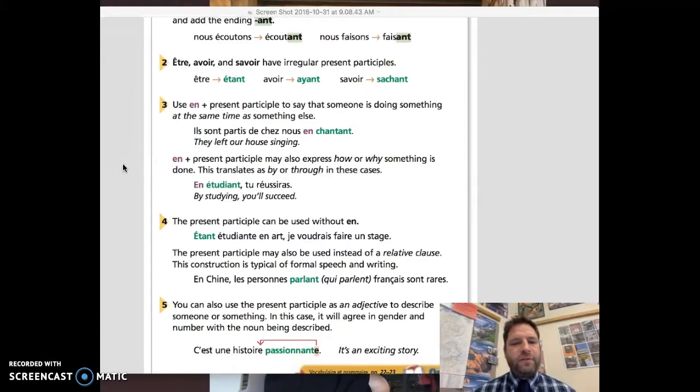The present participle can also be used instead of a relative clause. So this construction is typical down below. It says, en Chine, les personnes parlant français sont rares. So instead of saying qui parle, in China, people who speak French are rare. You just get rid of qui parle and just use the present participle, parlant. In China, people speaking French are rare.